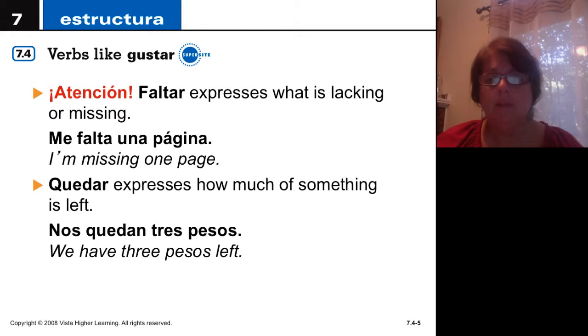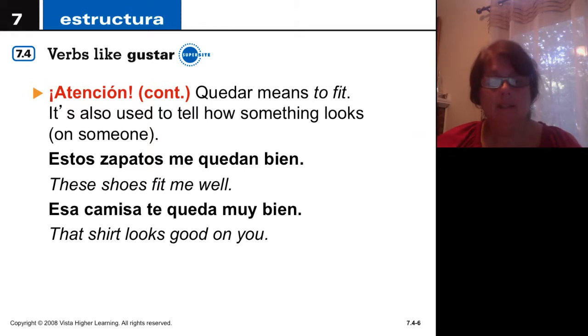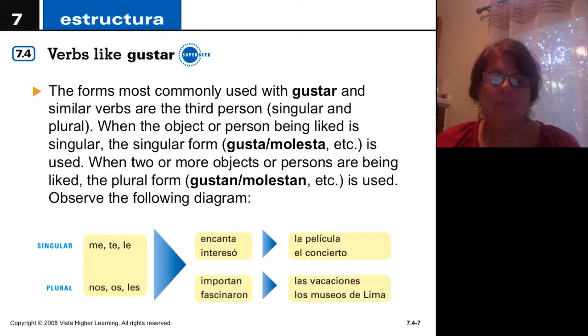Atención, faltar expresses what is lacking or missing. Me falta una página. I am missing one page. Quedar expresses how much of something is left. No quedan 3 pesos. We have 3 pesos left. Atención otra vez. Quedar means to fit as well. It's also used to tell how something looks on someone. Estos zapatos me quedan bien. These shoes fit me really well. Esa camisa te queda muy bien. That shirt looks very good on you.